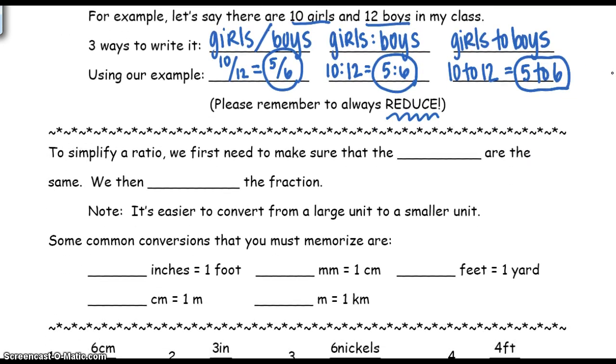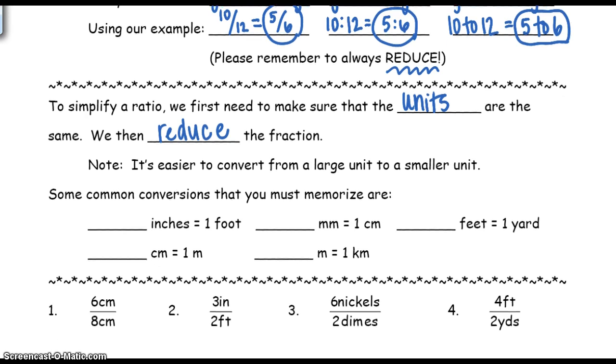All right, so on the next part, to simplify a ratio, we first need to make sure that the units are the same, and then we can reduce our fraction. Okay, make sure the units are the same, and then you can reduce the fraction. It's easier to convert from a large unit to a smaller unit. Now, you can go the other way, but I've noticed over the years that that is the easiest way for students to do it. So I'm going to do it that way whenever we do these problems.